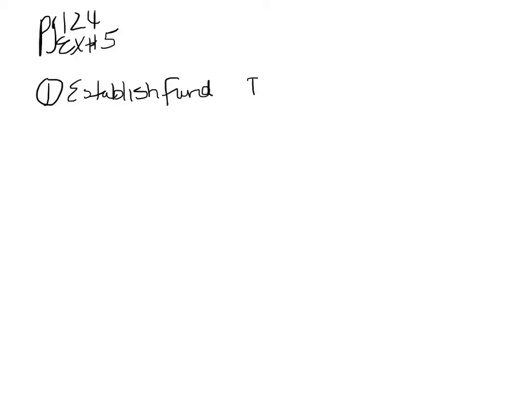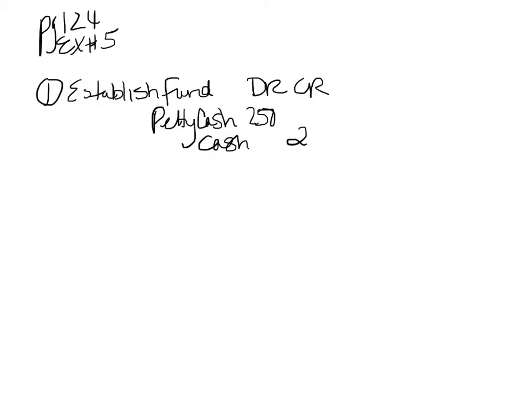Establishing the fund. And we're going to do that by debiting petty cash for the $250 and crediting cash for $250. That would be our first journal entry, and that is establishing the fund. Our second journal entry is now to record all of the receipts that we have. And so what I like to do is when they give it to me in this problem, then I can go ahead and take a look at those.